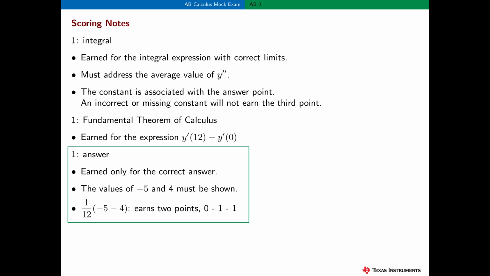And here's a minimal student response that would earn 2 points. They do not earn the integral point, but there is just enough evidence of the Fundamental Theorem of Calculus, and the final numerical answer does not need to be simplified.